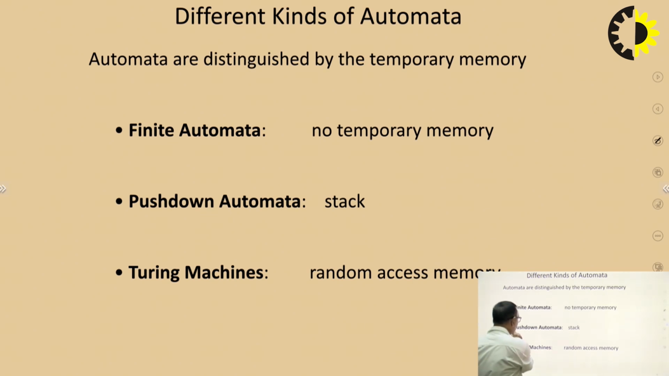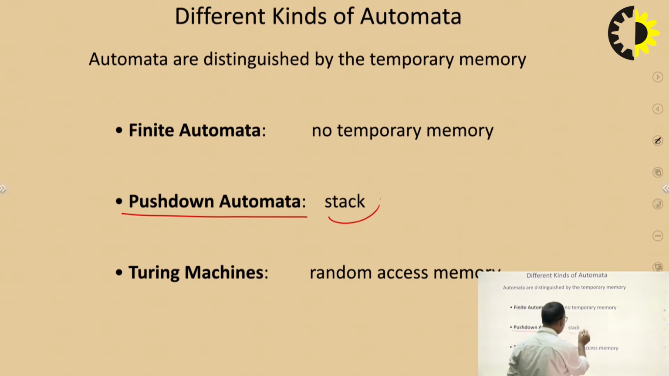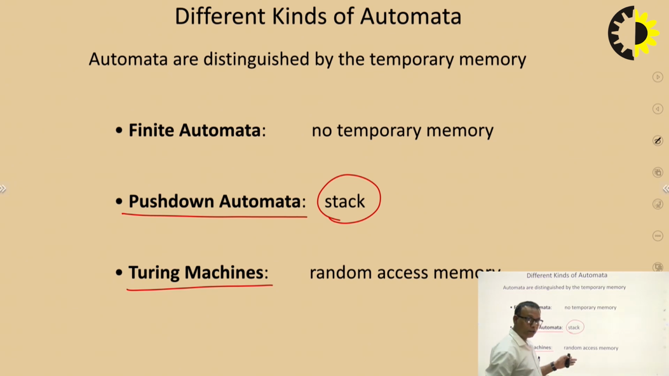In the case of push down automata, there is a temporary memory known as the stack, in which push and pop operations are performed. And in the Turing machine, there is also a temporary memory known as the random access memory.